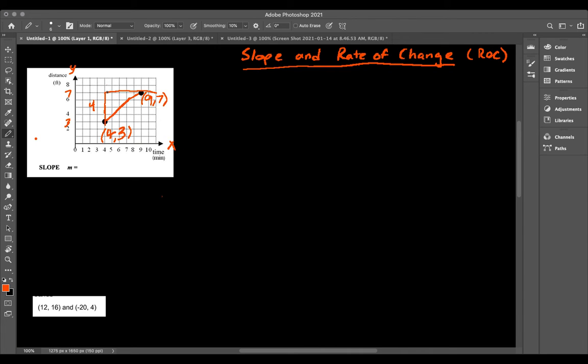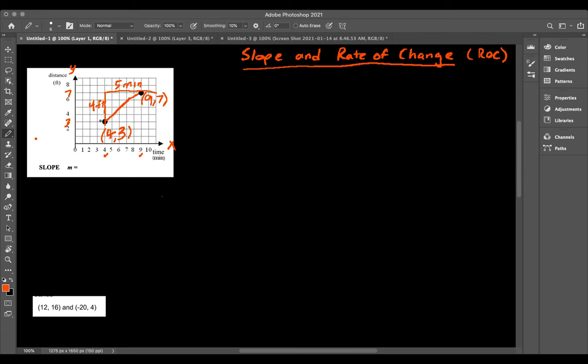Now if we look to the side, how far does it go to the right to get to this point? We go from 4 here to 9. So that difference would be 5. Then all we have to do at that point is put the labels onto it, so we can figure out what the rate of change is. Every time we go between these coordinate points, we go 5 minutes, and we also go 4 feet. So that would be our rate of change: 4 feet per every 5 minutes.